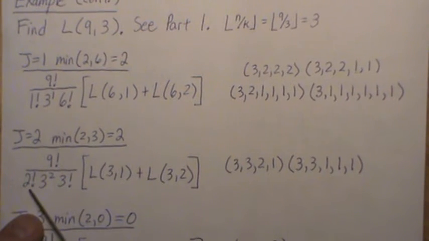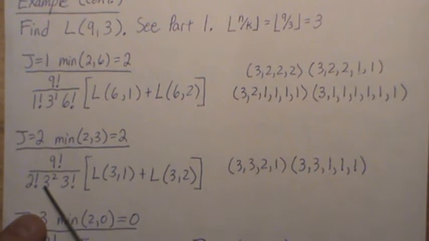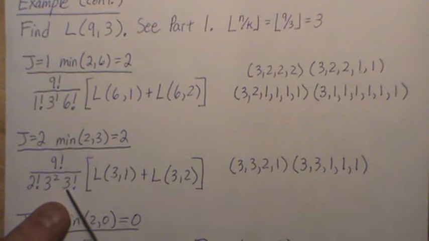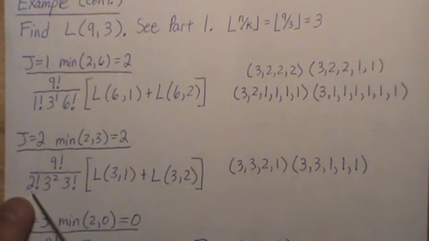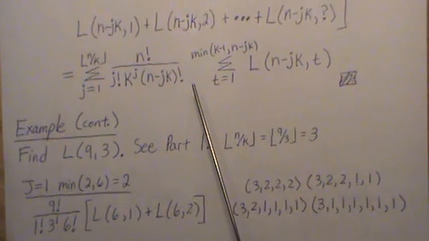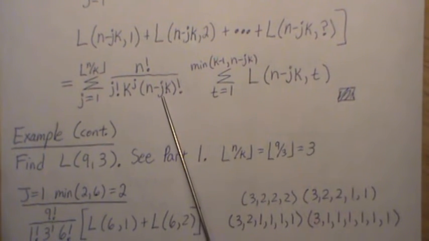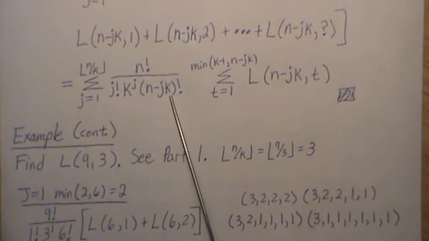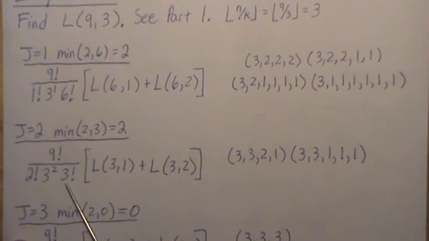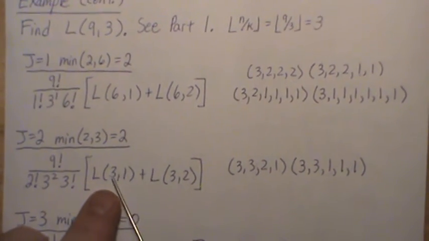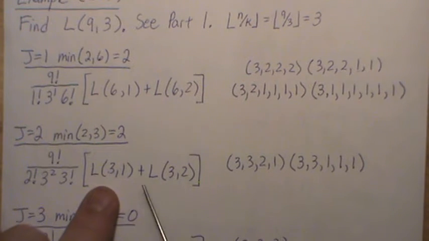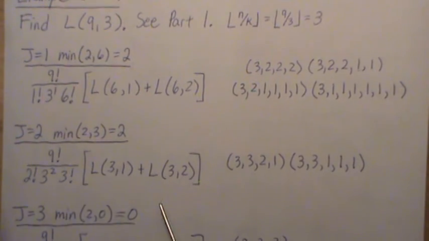Now we go to J equals 2. We get 9 factorial over J factorial, K to the J, and then, no, this is J, and so this is this piece, n minus JK. J is 2, K is 3, so that's 6. N minus 6 is 3 factorial. Then we go down to 3. We've taken away 6 boxes, so there's only 3 left. And then we cycle from 1 to 2, and then we're done.